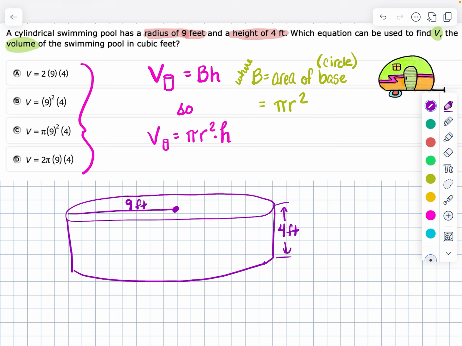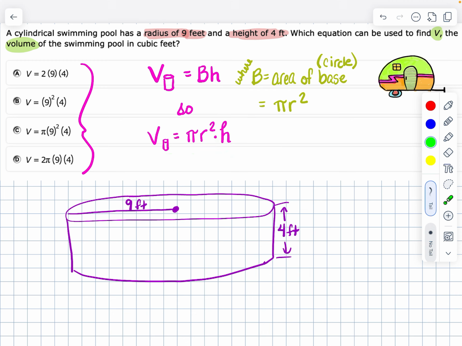Back to our formula. It's the area of the base. There are two bases on a cylinder, and they're both circles. And remember, no matter which way it is, the bases are still circles. It doesn't matter. So our base is a circle, and the formula for the area of a circle is pi r squared. What I did here is replace the capital B with pi r squared, and then times H.